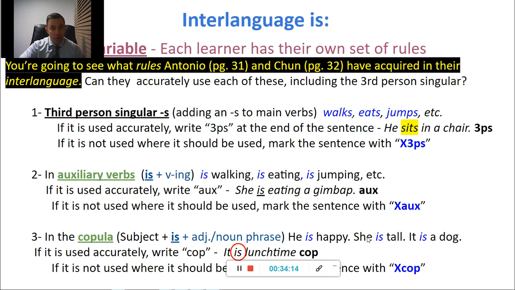And finally, our friend the copula, to be as the main verb. If you see one in the sentence on 31 or 32, you can just write cop at the end. If there's no copula where they should have, X-cop, right? For example, instead of saying it is sunny, they said it's sunny. You write X-cop at the end of the sentence.